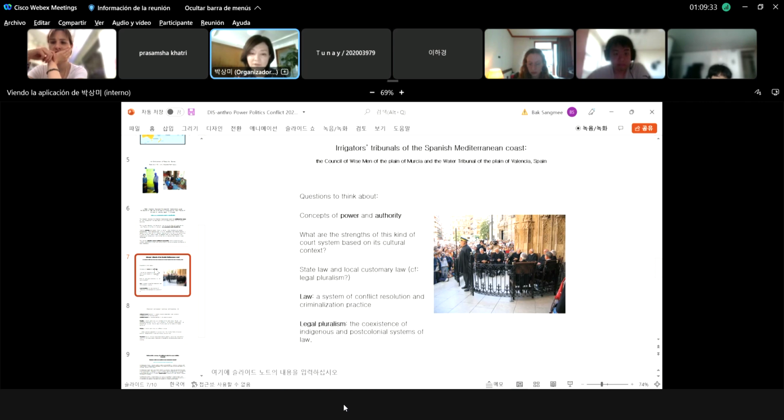Law is a system of conflict resolution and criminalization practice, and legal pluralism means the coexistence of indigenous and post-colonial systems of law. So there is this state level, modern, contemporary law, but in some subsectors of the society, you have an indigenous legal system. In some cases, they are religious law based on religion, or in this case, this particular system is for water management and resolving disputes over water use.